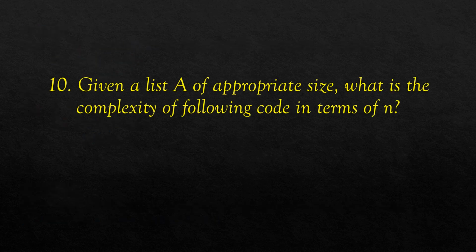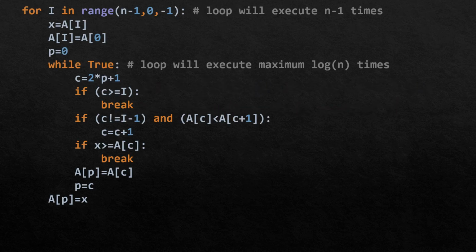Next question, also the same thing: given a list A of appropriate size, what is the complexity of the following code in terms of n? Here you can see there is a for loop, for I in range n minus 1 to 0, with step value minus 1. You can clearly see this for loop will execute n minus 1 number of times. First value is n minus 1 and it will stop just before 0 with a step value of minus 1. Within that, some assignment or some operations are done.